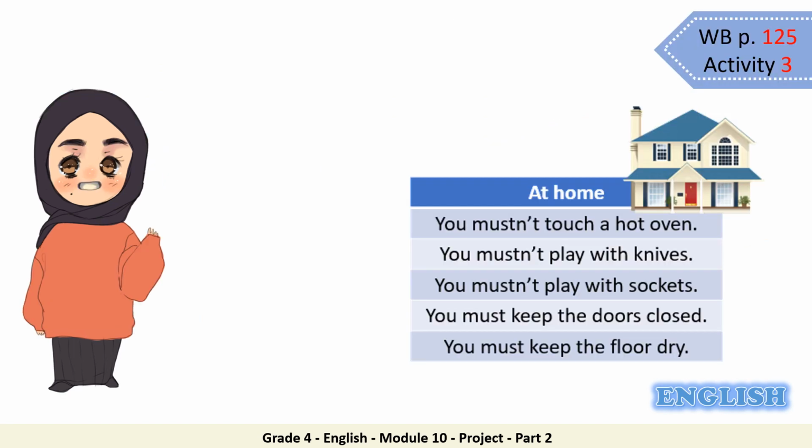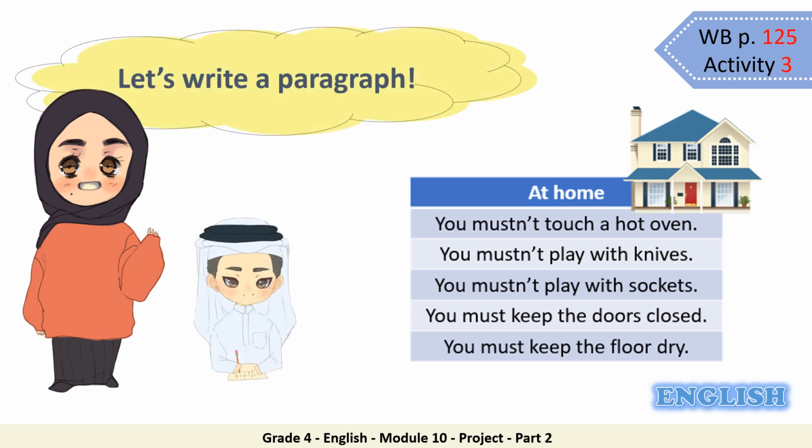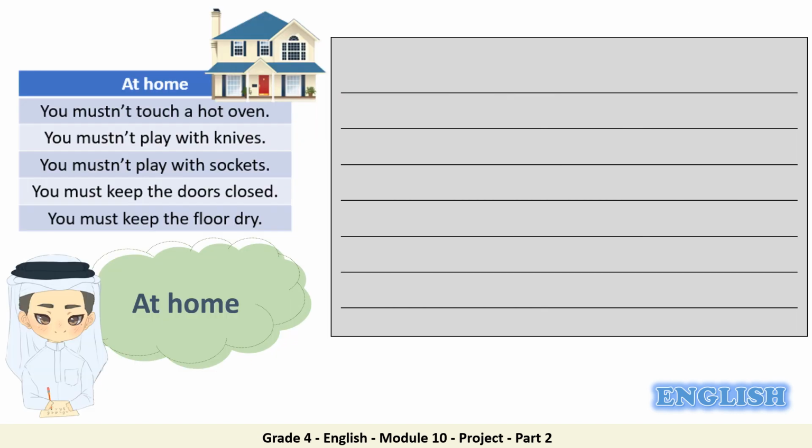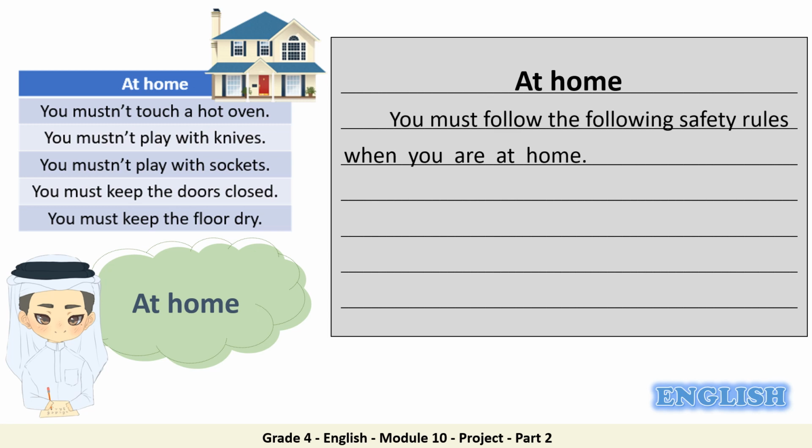And now it's time to write a paragraph about safety rules at home. Let's help Ahmed. Let's start helping Ahmed write a paragraph about safety rules at home. We need to start with the title. At home. Excellent. Now, Ahmed must start with an opening sentence, such as, you must follow the following safety rules when you are at home. Excellent. Now he needs to write the rules.